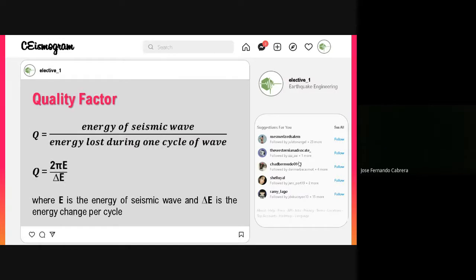Para makuha yung quality factor, we will use the formula Q is equal to energy of a seismic wave over the energy lost during one cycle of wave, or yung ating 2 pi E over delta E, where E is the energy of the seismic wave and delta E is the energy change per cycle. Next po.